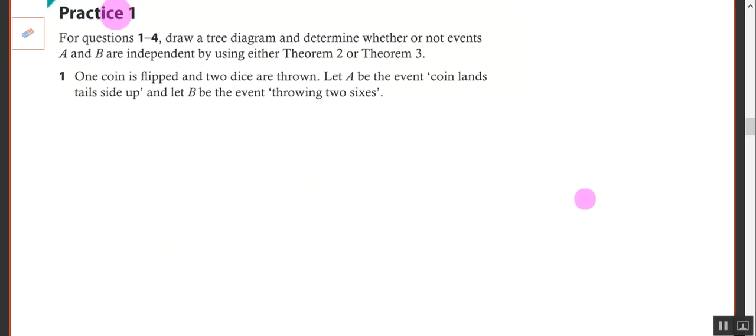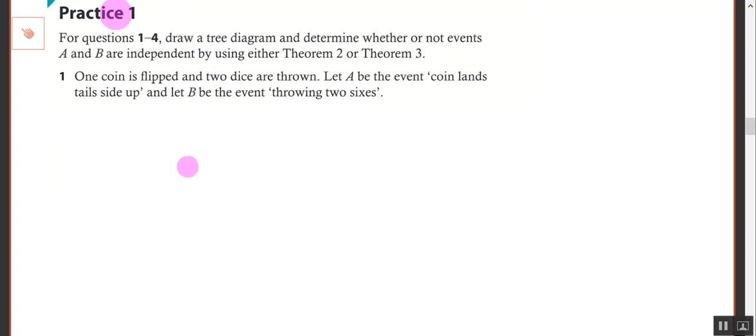So let's do another one. Maybe it's a bit easier if I don't mess around with the numbers. So in this question, all we have to do is draw a tree diagram and determine whether they're independent. So we're doing the same thing. One coin is flipped, two dice are thrown. Let A be the event the coin lands tail side up, and B be the event of throwing two sixes.